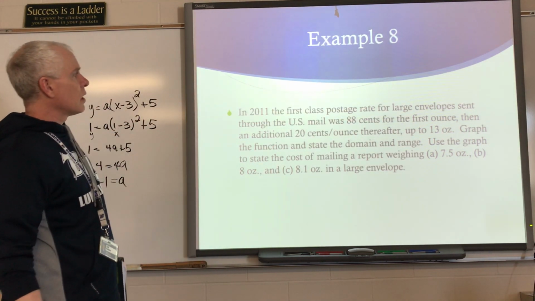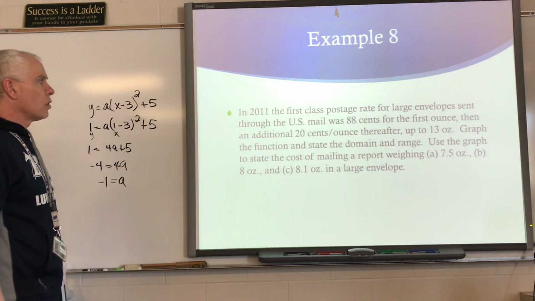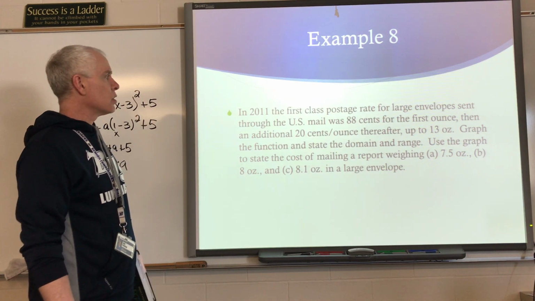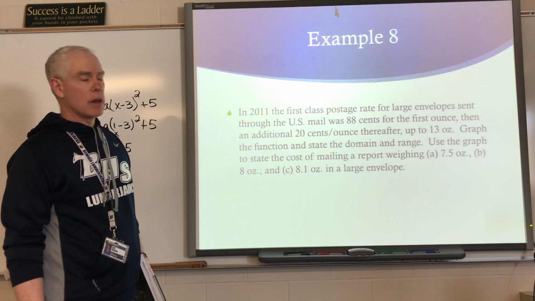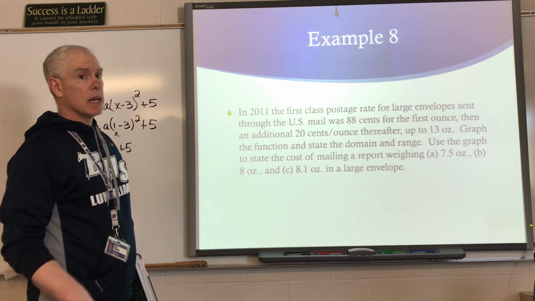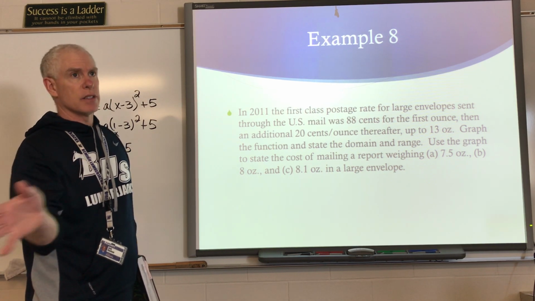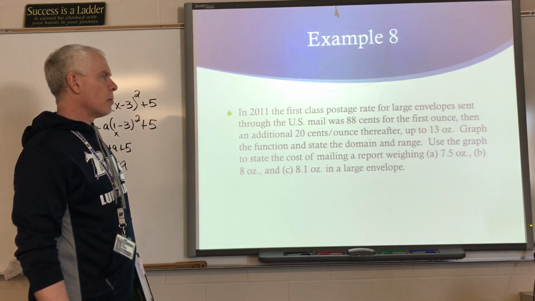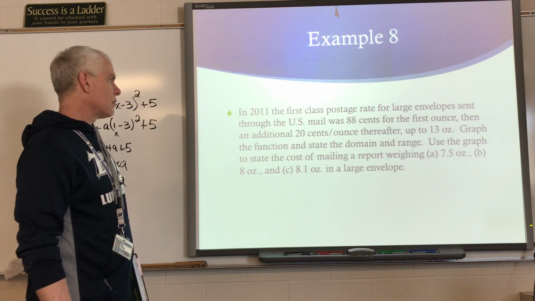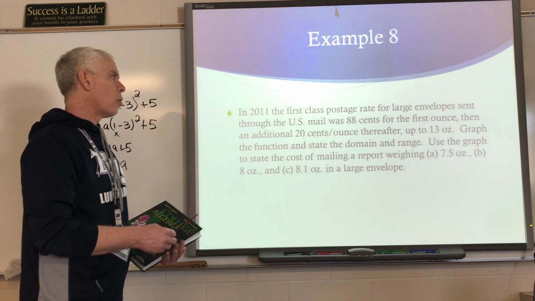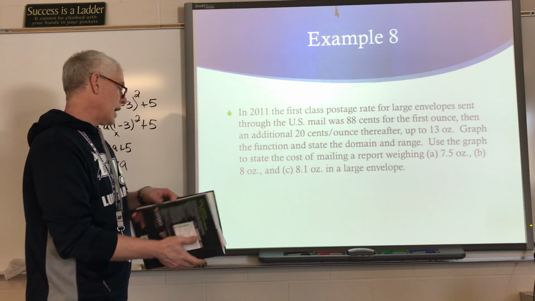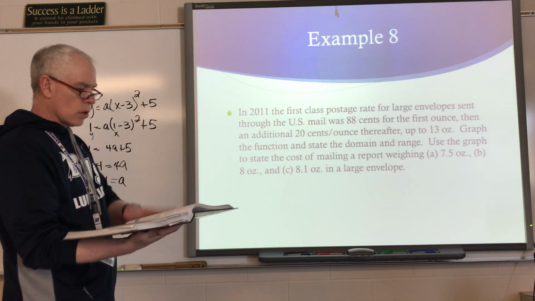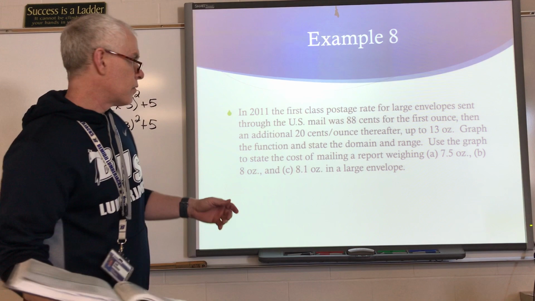Example 8. In 2011, the first class postage rate for large envelopes sent through the U.S. was 88 cents for the first ounce, then an additional 20 cents per ounce thereafter, up to 13 ounces. So think about if you were to graph this, we're only going to go up to 13 for x. Graph the function and state the domain and range. Use the graph to state the cost of mailing a report weighing 7.5 ounces, 8 ounces, and 8.1 ounces in a large envelope. So take a look at example 8 in the book.